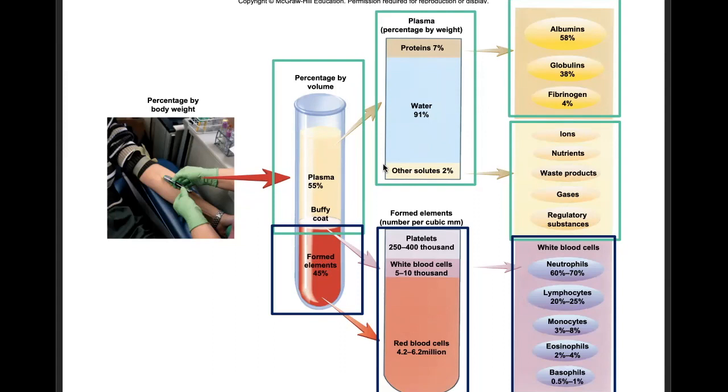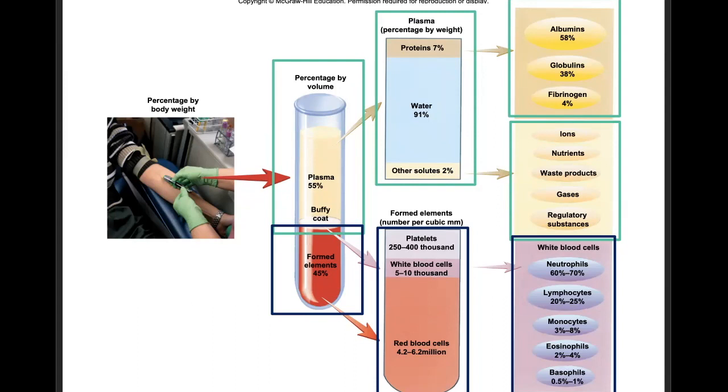This 55% of total blood is the plasma, the color is usually yellow or pale, and it surrounds the cells. 91% of it is water. It also has proteins, which are 7%. These proteins are composed of albumin, globulin, and fibrinogen. We also have 2%, which are the other solutes in the plasma.